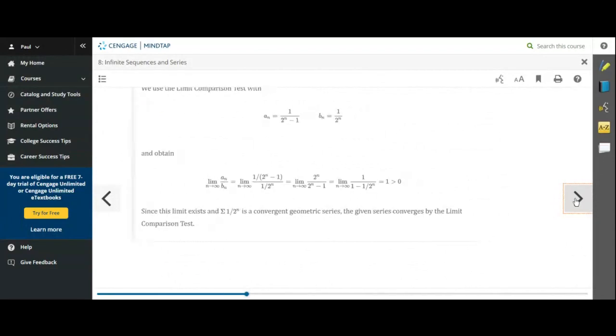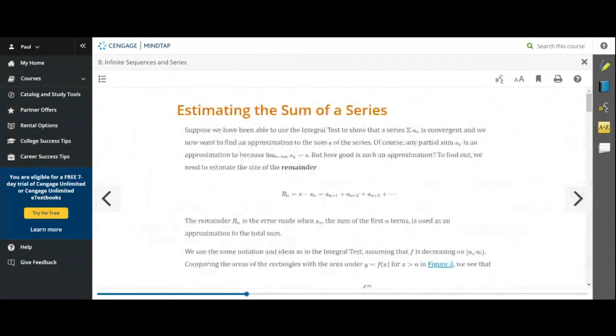Okay, estimating the sum of the series, that's where I want to be. So the remainder, R sub n. The remainder, R sub n, is the difference between the sum S, where S stands for the exact sum of the series, and the sum of the first n terms of the series, which is an approximation.